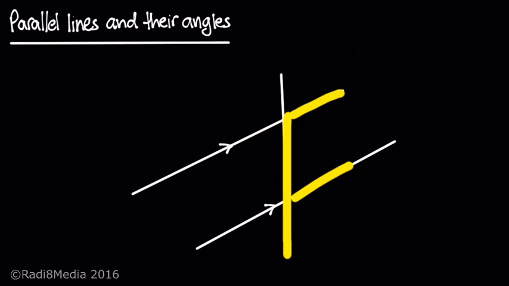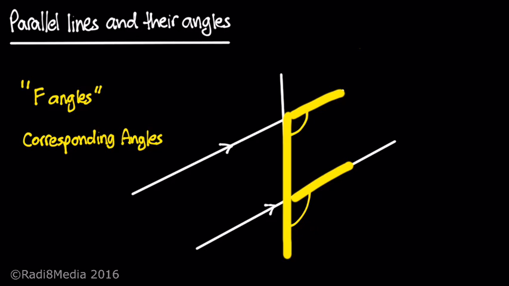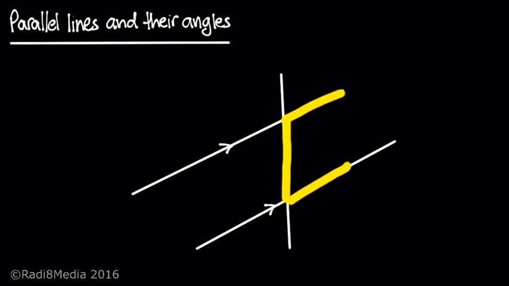We also get some F angles. If you see, I've kind of got a big F shape here. The angles that kind of form, I guess, on the arms of the F are the same. We call them F angles. The proper name, I beg your pardon, is corresponding angles, because they're on the corresponding parts of the F. And just like alternate angles, they are equal to each other. So if I knew that that angle was 55 degrees, I would know for certain that this angle here is also 55 degrees.